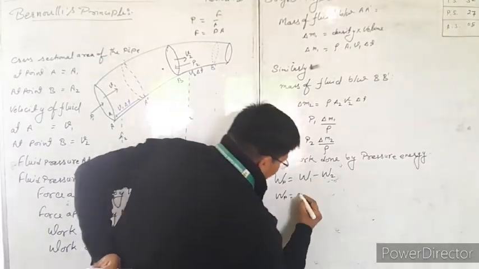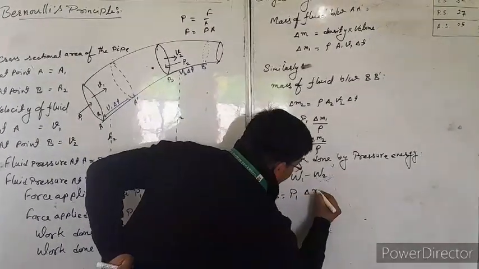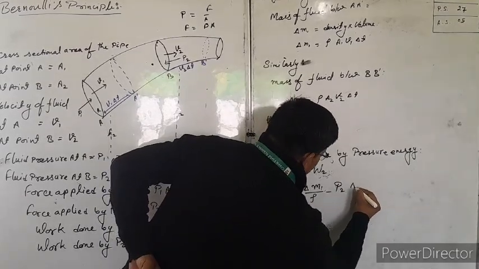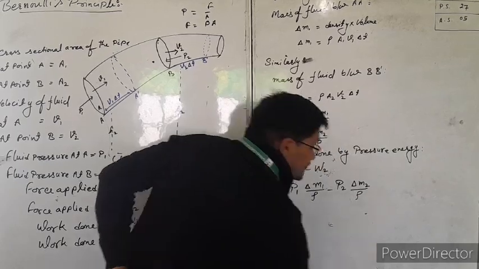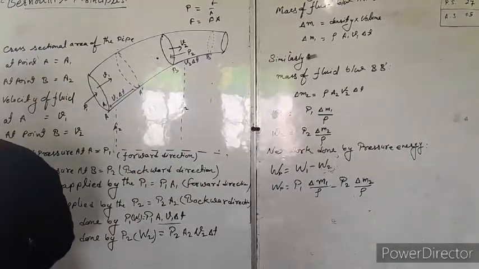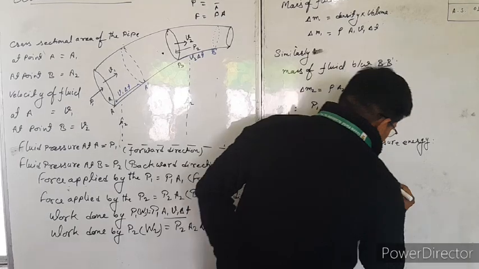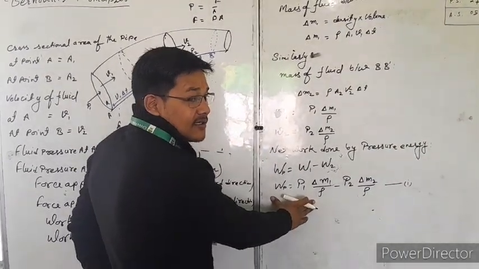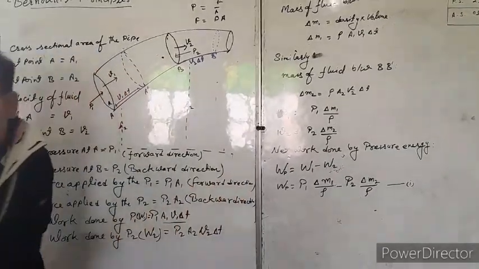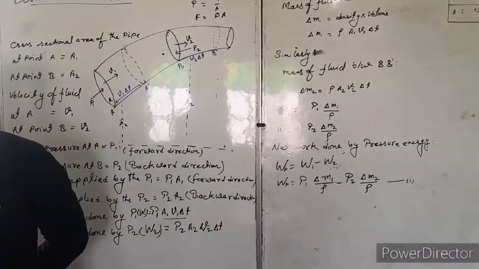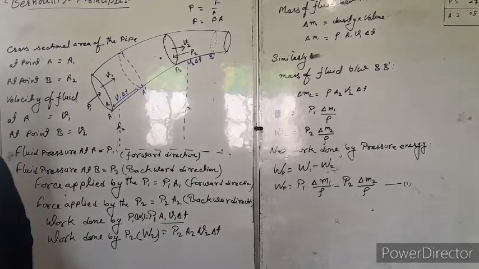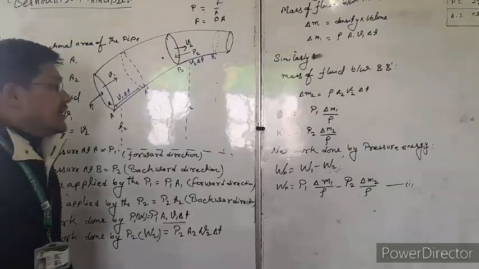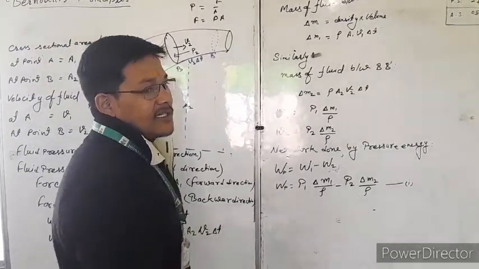WP will become P1 delta M1 upon rho minus P2 delta M2 upon rho. Got it? Suppose that it is equation number 1. It is the work done by pressure energy. Now we have to calculate the work done by the potential energy. How will you calculate the work done by the potential energy?